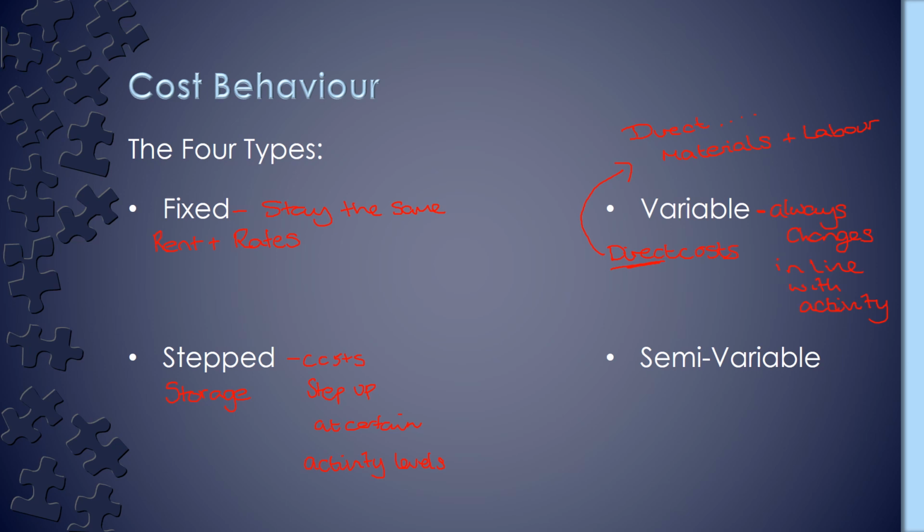So then your final one is your semi-variable. Now your semi-variable has an element of fixed cost, so an amount that will always be there, but it also has an element of the cost that changes with your level of activity. So you have part fixed cost and part variable cost. And to split these, you will use the high-low method, which we will come to on a later slide.